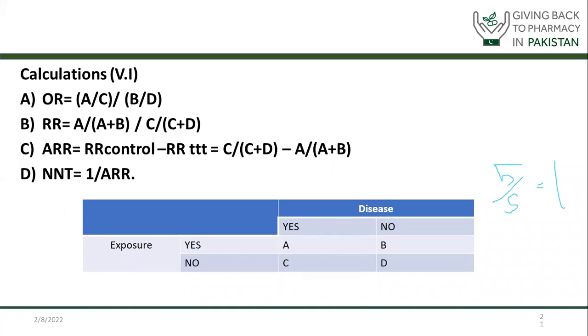odds ratio in case of a case control study, and RR in case of a cohort study, and ARR is the absolute risk reduction. What is absolute? The risk in the control minus the risk in the treated. So it will tell you the absolute value. It is telling you, if you are in a control group, without exposure, or you are not taking that treatment, and then you are taking that treatment, what is the difference? So the difference will be the absolute value.